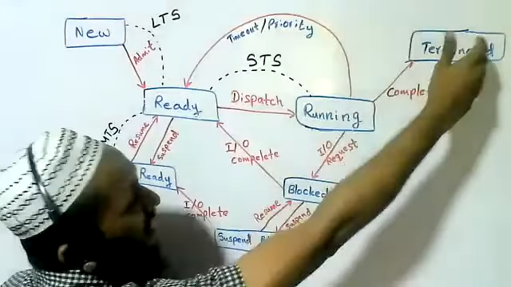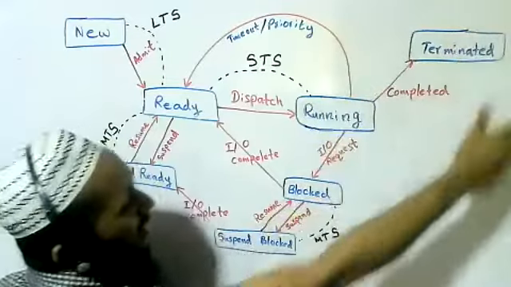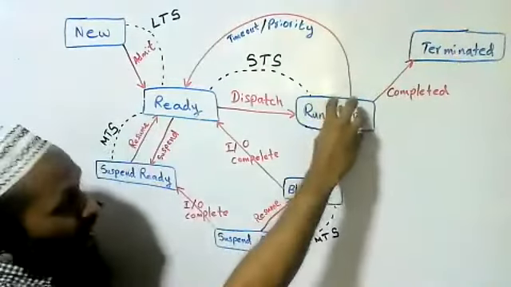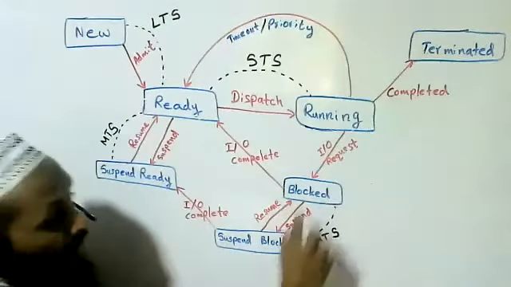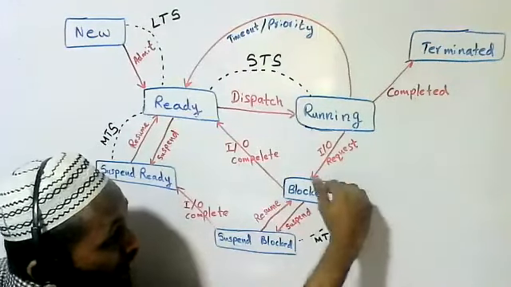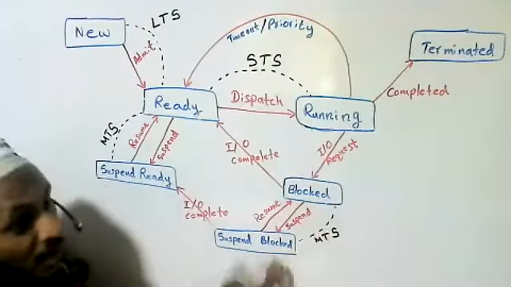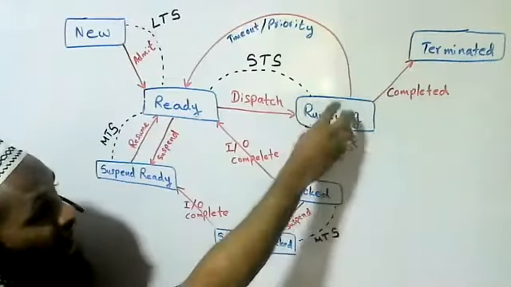If it goes to terminated state, no problem. Only one process, we can send it to the terminated. If that particular process needs an IO request, then we can send it to the blocked state. But in the blocked state, many processes are there. So which one to send to suspend blocked? We have to decide it. Here, no need to decide it. Only one process is there.